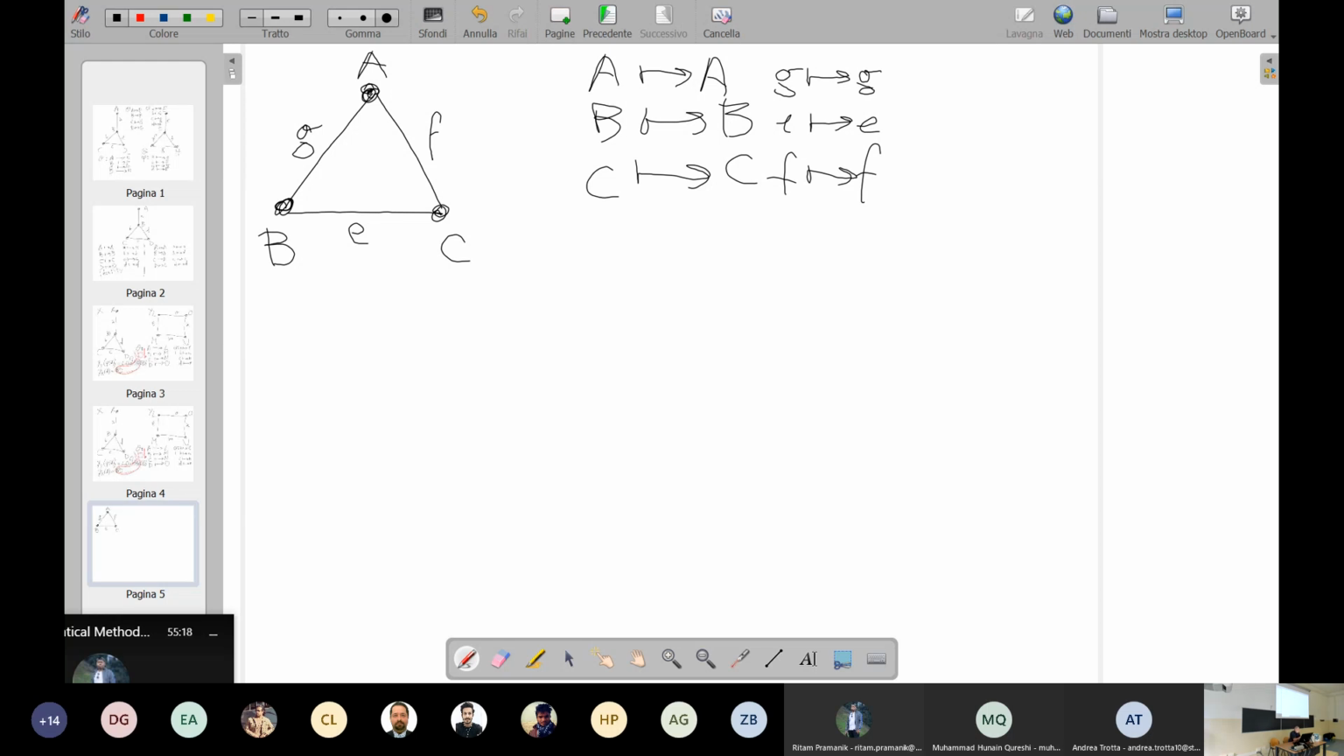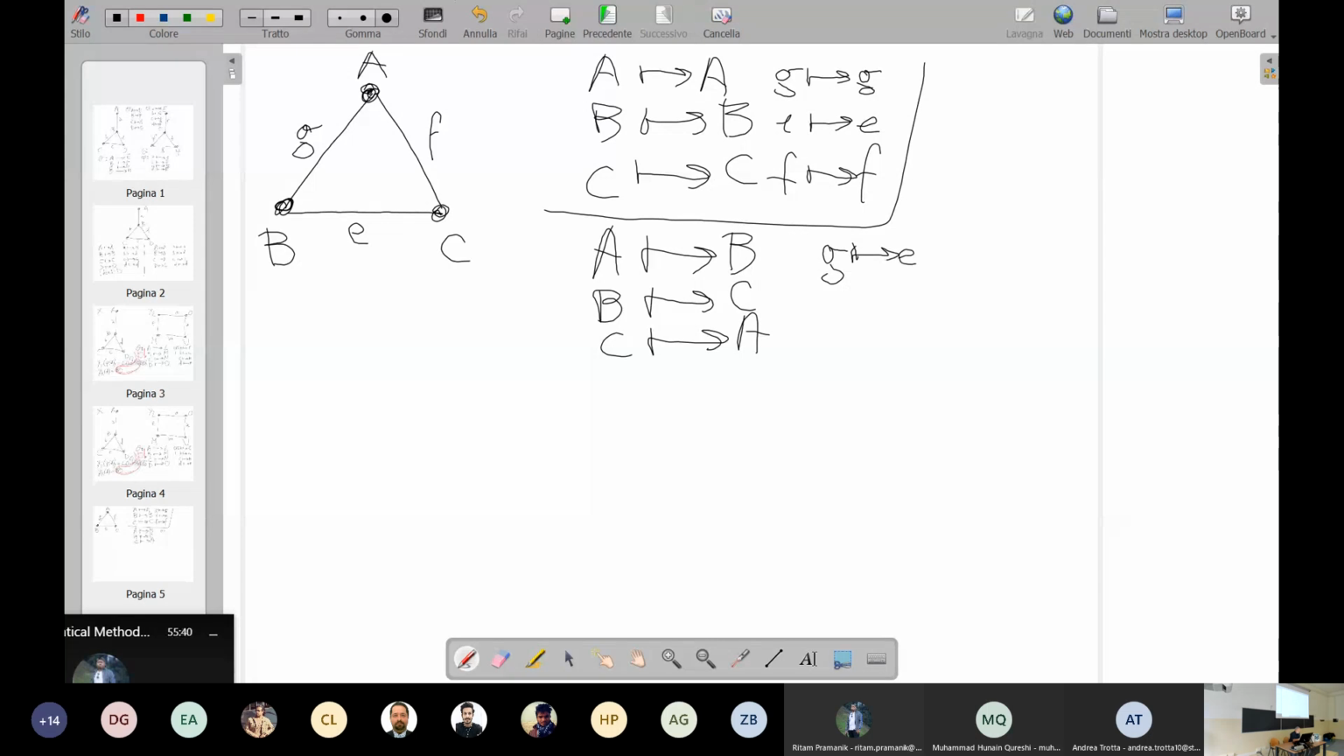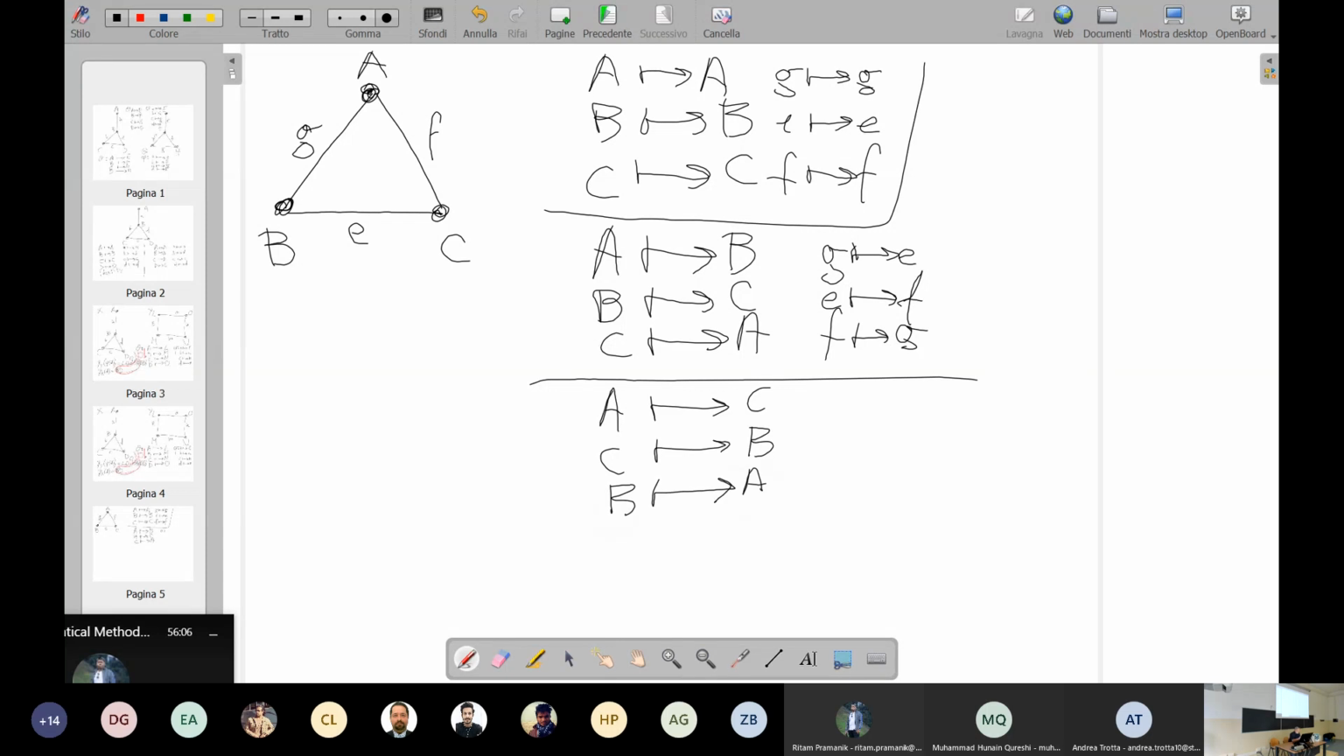I think that the Italian guy here is thinking of this: A to B, B to C, C to A, and correspondingly G to E, E to F, and F to G. And the third that he is thinking of is A to C, C to B, B to A, and understandably enough, F to E, E to G, and G to F. Am I right?